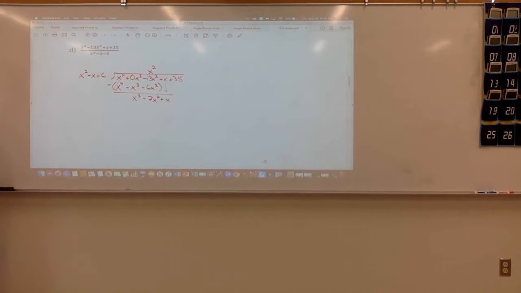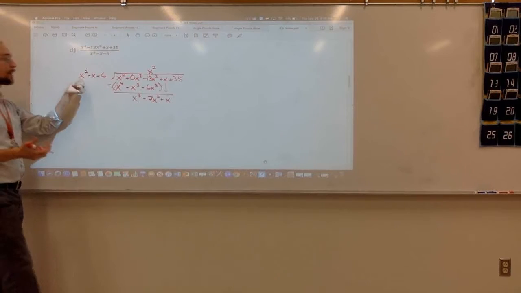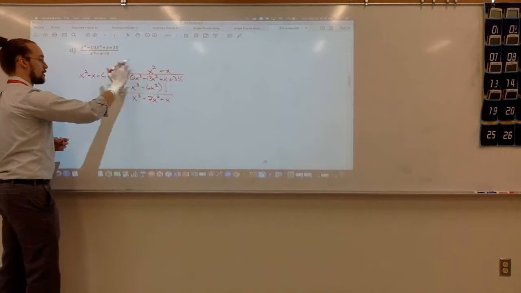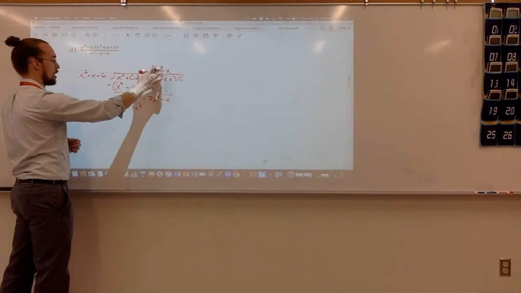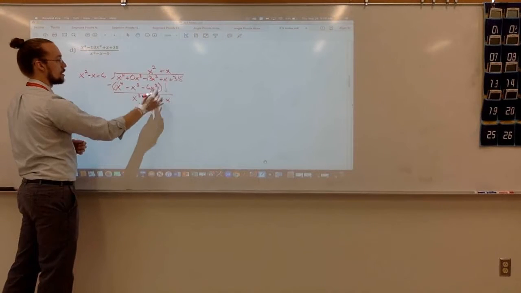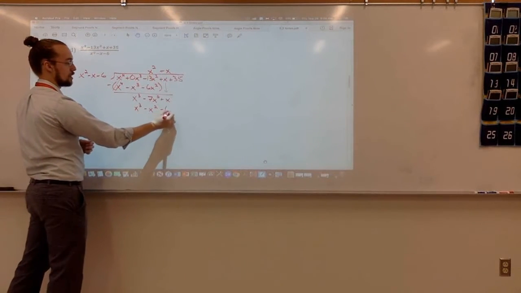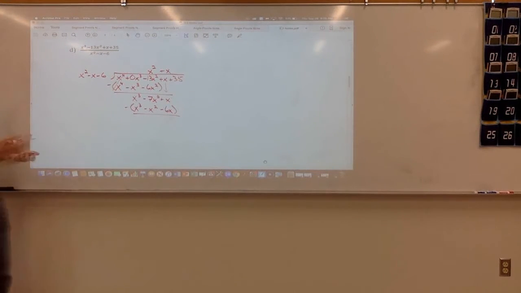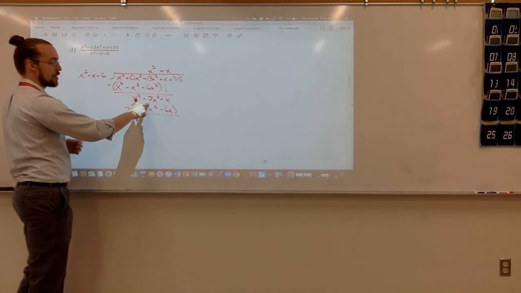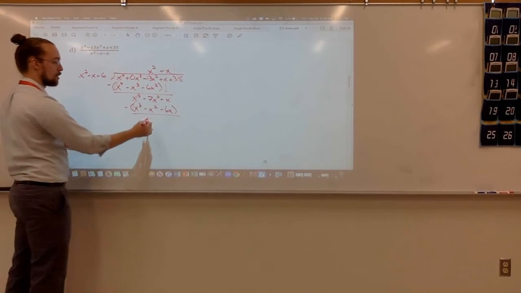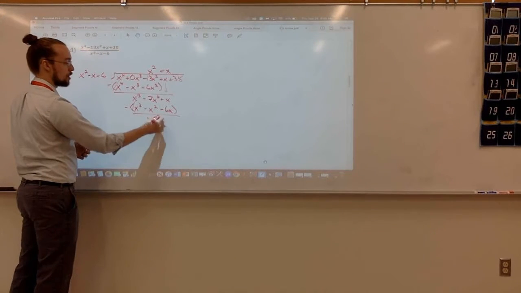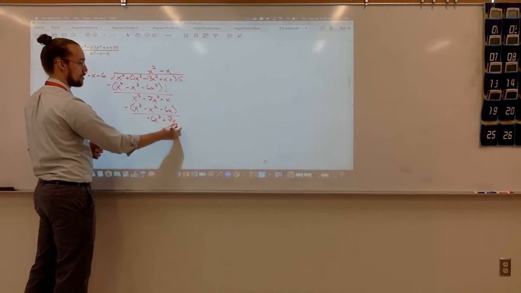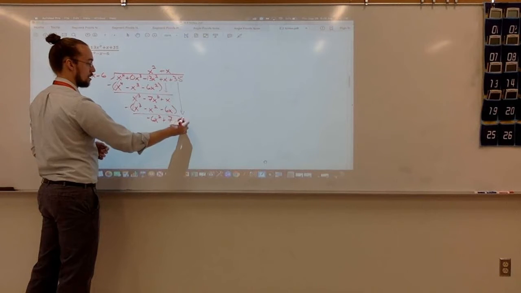Then repeat the process. To get from x squared to x cubed, I would need to multiply by x. x times x squared is x cubed. x times negative x is negative x squared. And x times negative 6 is negative 6x. And subtract. The x cubes cancel. Negative 7 minus a negative 1 is negative 6x squared. 1x plus 6x is 7x. Bring down 35.